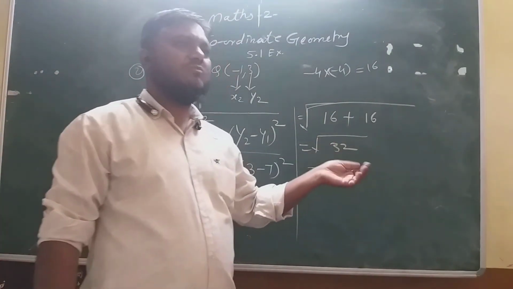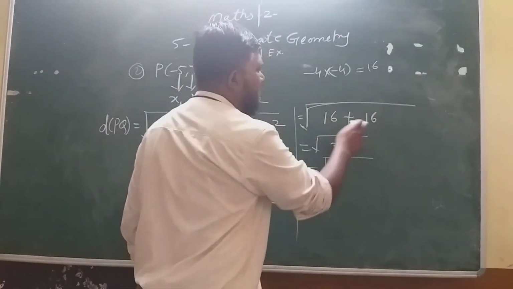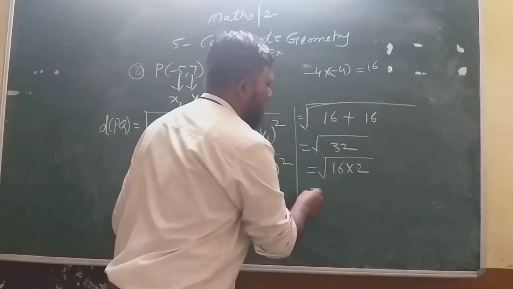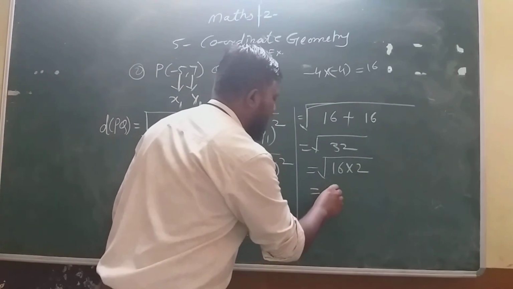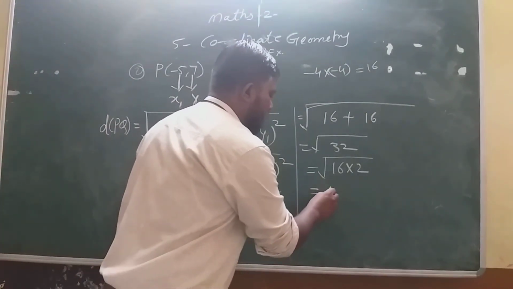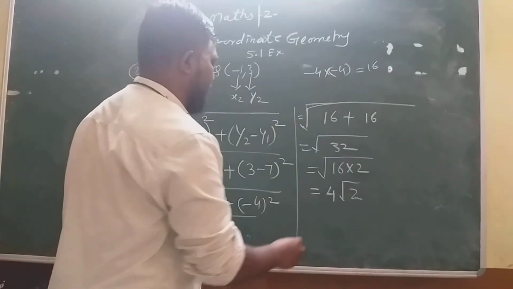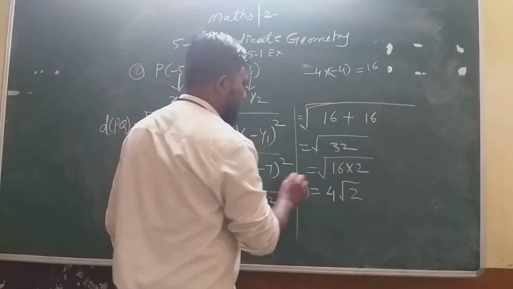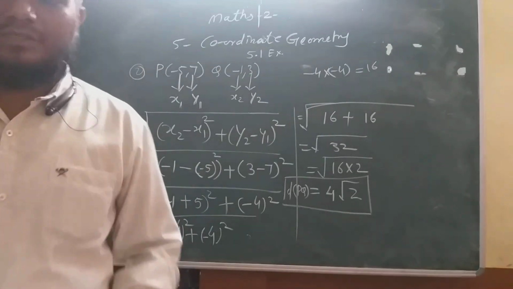That's why we'll try to make the factors of it. We have seen here 16 plus 16 is 32. That's why we can write 16 into 2, 32. Among these two factors, 16 is a perfect square. It will become 4 when it comes outside the root sign. That will be the square root of 16, 4 under root 2. This is the answer. Distance of PQ. Like this, we have to solve the examples.